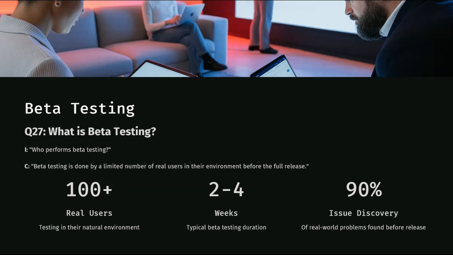The main characteristics of alpha testing are that it is conducted in a controlled environment, performed by internal teams, and identifies issues before external release. Question number 27. What is beta testing, or who performs beta testing? Beta testing is done by a limited number of real users in their environment before the full release.